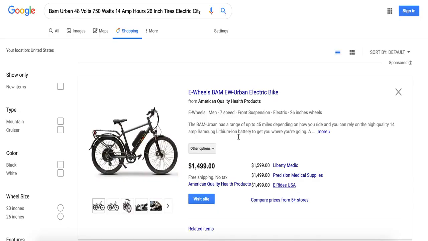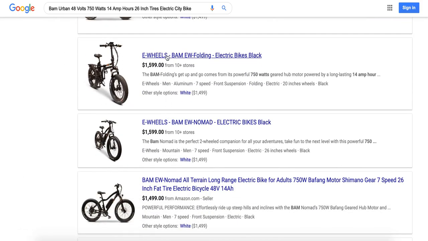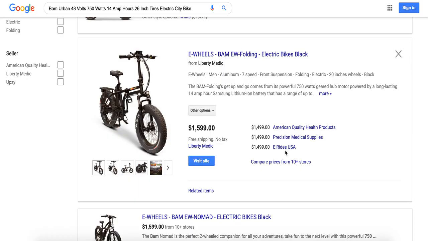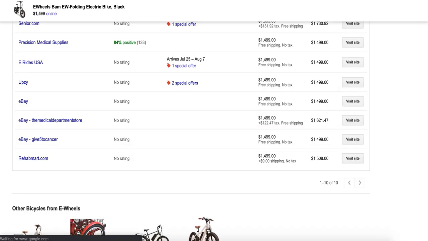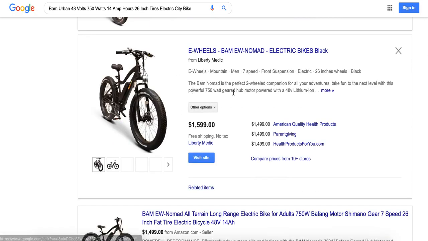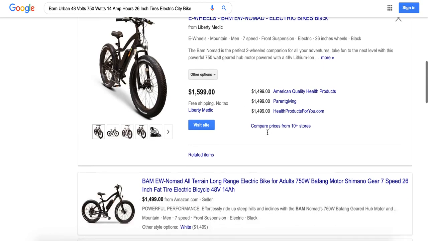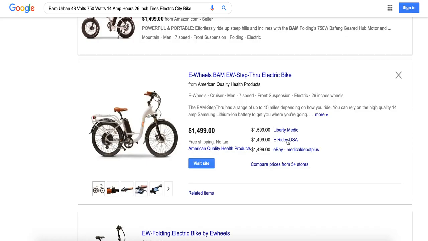E-Rides USA, that sounds like a scooter. I'm not sure what that is. Let's check that out. Let's see anything. Try this one. Okay, so let's just look at these.